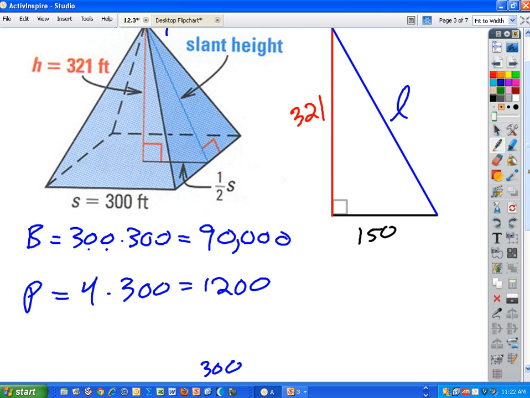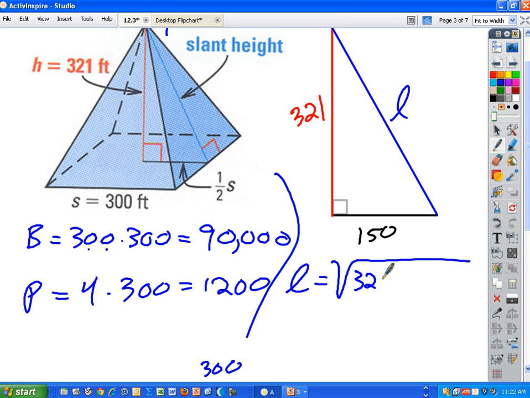L is the hypotenuse, right? So L must equal, let's go down here. What's L equal to? It's the hypotenuse. So the square root, right? I always know it's a square root if I'm solving for one of the sides. Is it going to be a plus or a minus situation? Plus, because it's the hypotenuse. 321 squared plus 150 squared. Okay? And that's just going to give me a number.